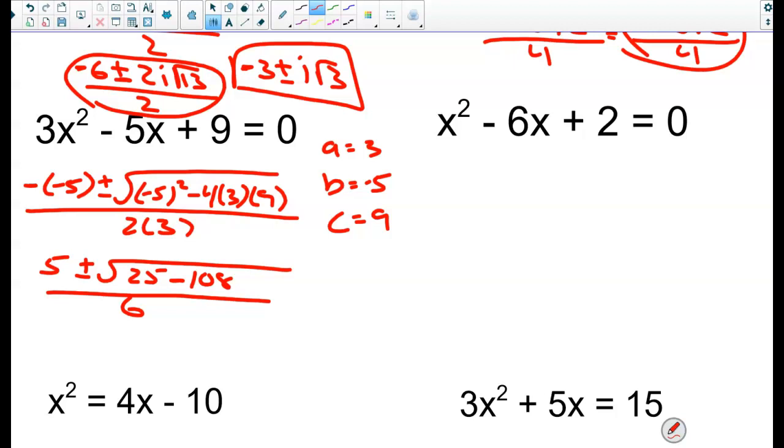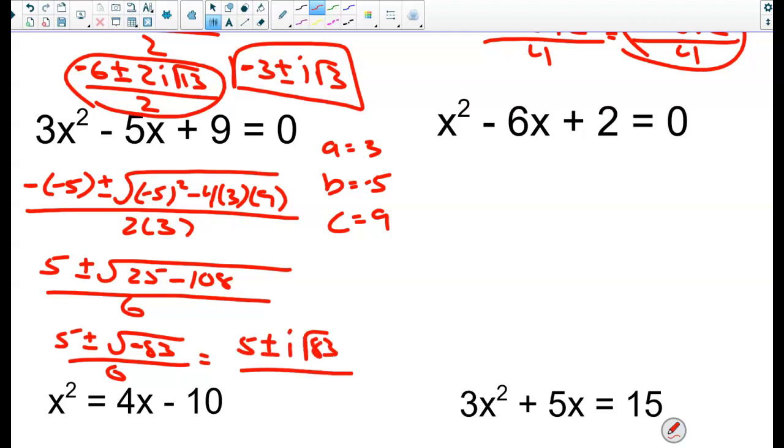And 25 minus 108 is negative 83. You cannot simplify root 83. So the answer just becomes 5 plus or minus i root 83 over 6. And there's my answer.